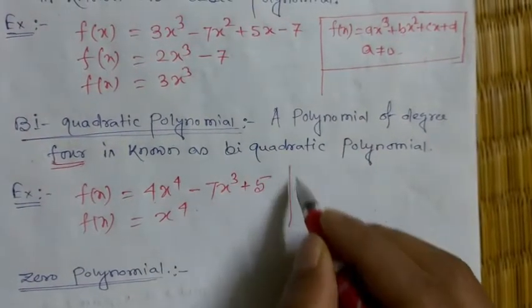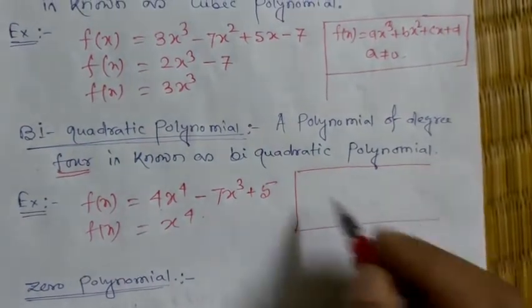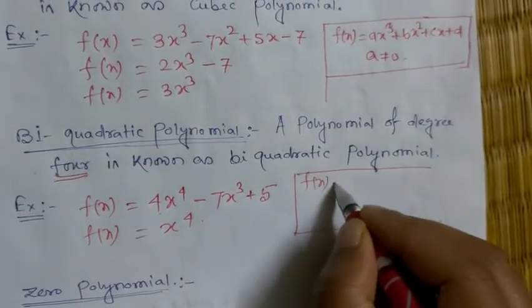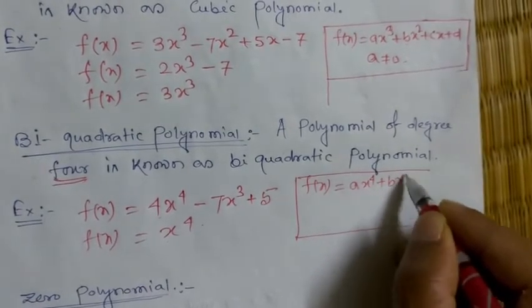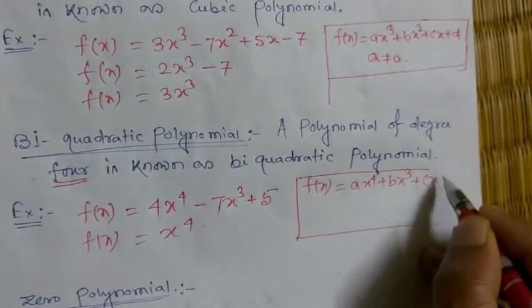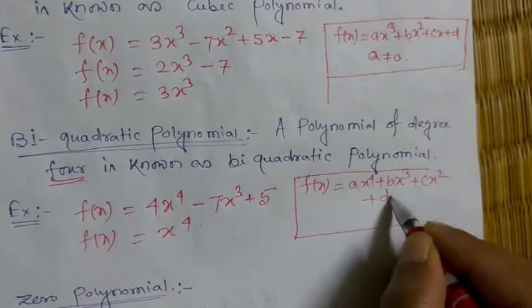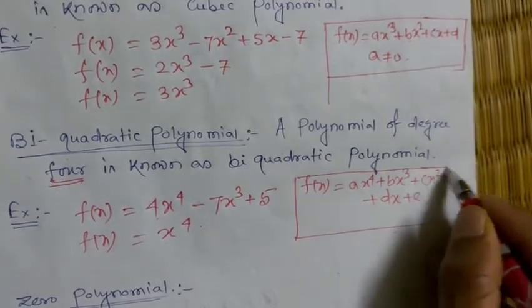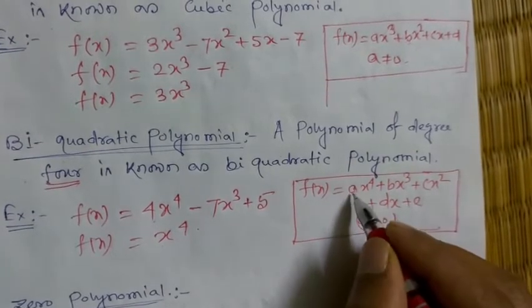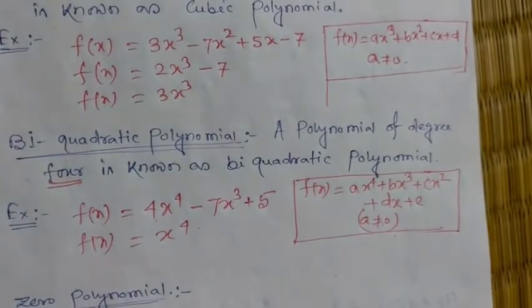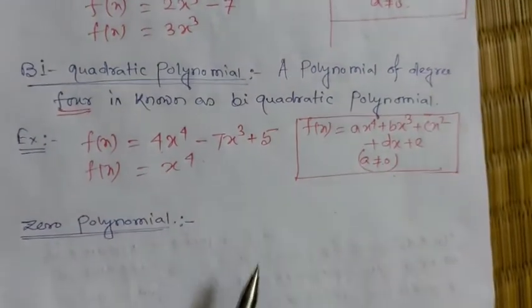And the general biquadratic polynomial f(x) can be represented as ax⁴ + bx³ + cx² + dx + e, where a must not be equal to 0. The first term's coefficient is not equal to 0. And the last one is the zero polynomial.